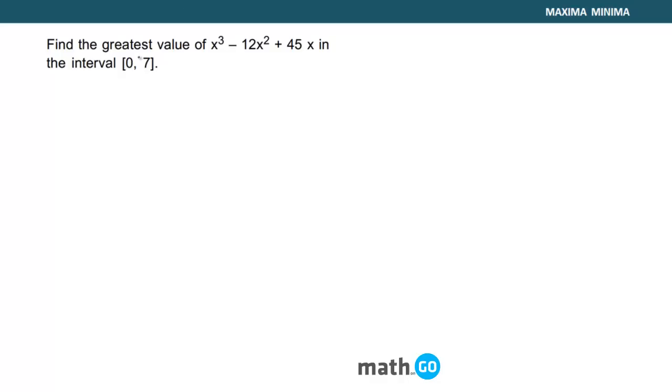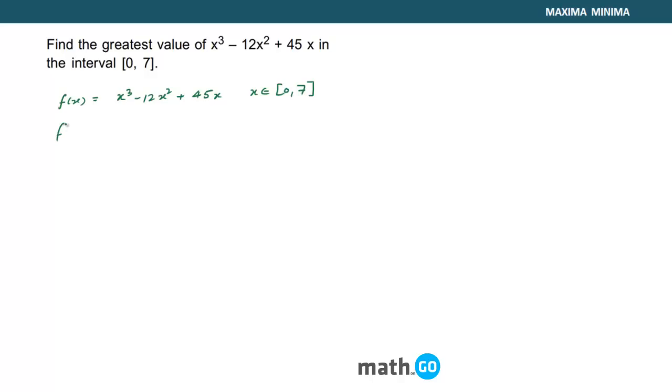Let's take a question on the concept of global maximum and minimum. You are asked to find the greatest value of the function x cube minus 12x square plus 45x when x ranges from 0 to 7. This is what we need to find.